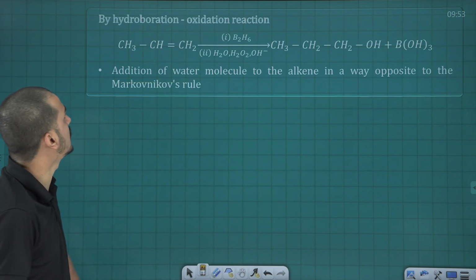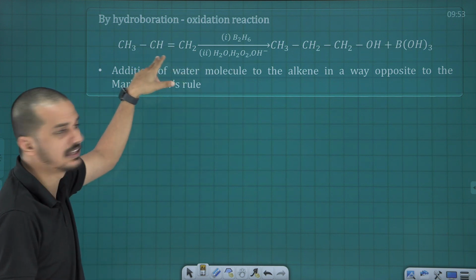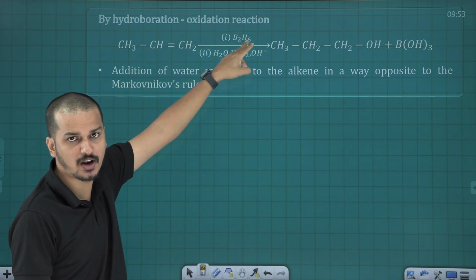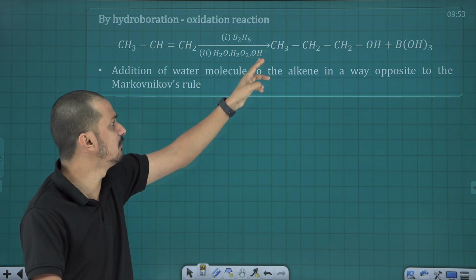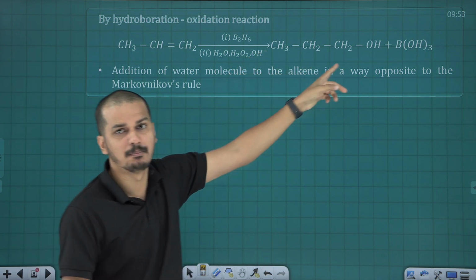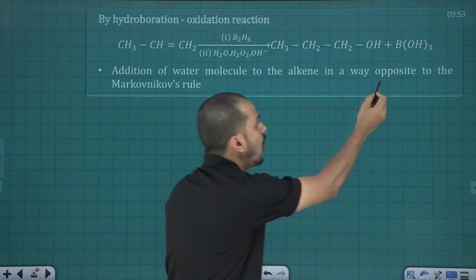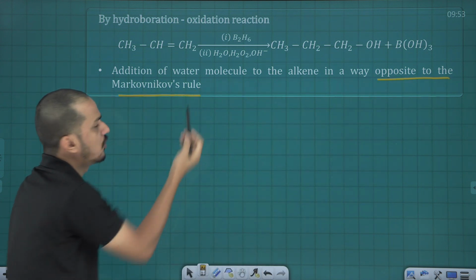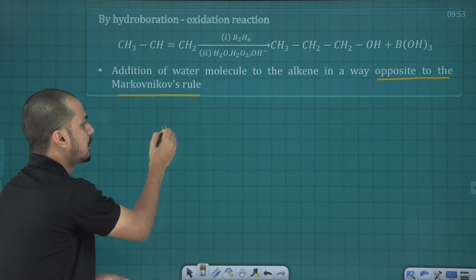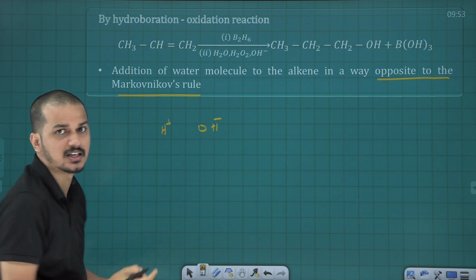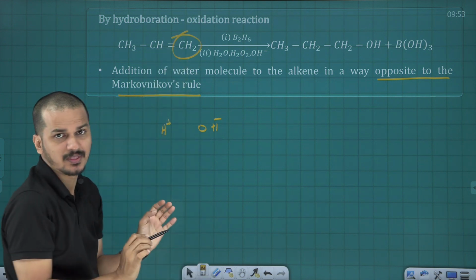Next one, the second one, hydroboration oxidation reaction. Here the same alkene we are having, we are treating with diborane, then with aqueous H2O2, hydrogen peroxide, in alkaline medium, and they will give you alcohol. But here the addition of water molecule takes place opposite to that of Markovnikov rule. We are having H plus as well as OH minus. In Markovnikov rule, H will go along with CH2, but here it is opposite.